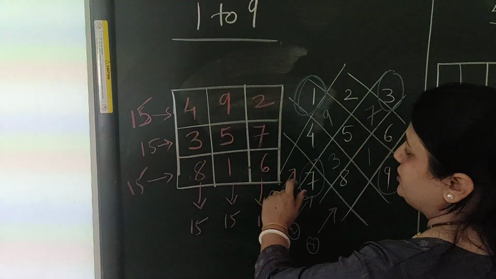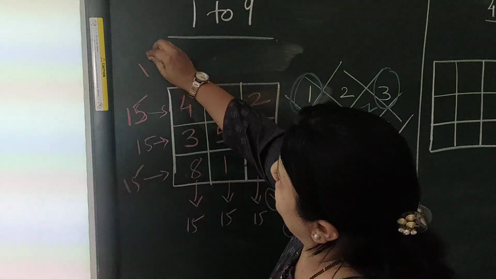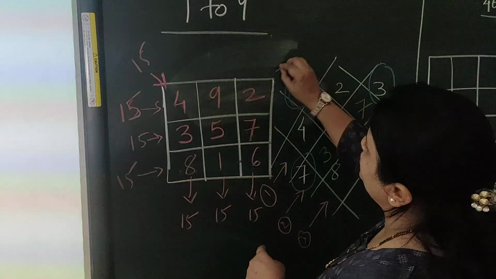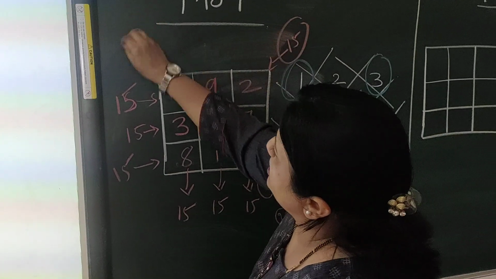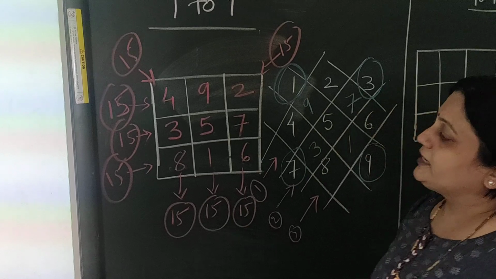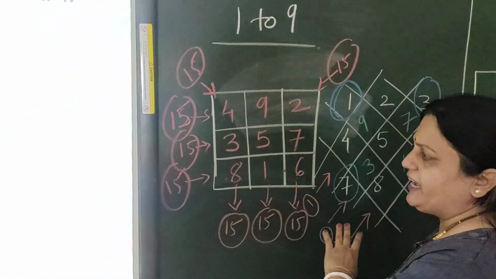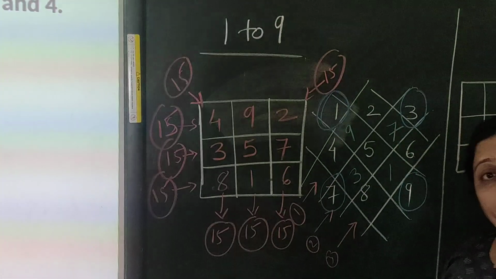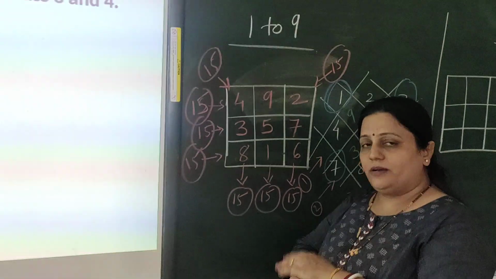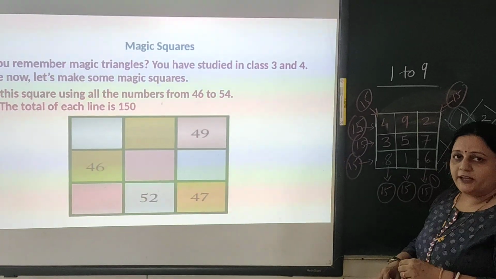This is vertical addition. Now we will see diagonally. 4 plus 5, 9. 9 plus 6, 15. Then 8 plus 5, 13. 13 plus 2, 15. So see children, the addition of vertical, horizontal and diagonal numbers is the same. So the same method we have to use for any type of square. You can play this game with your friends, with your parents, that you can fix one time, within 2 minutes you arrange the numbers. This is the magic square.